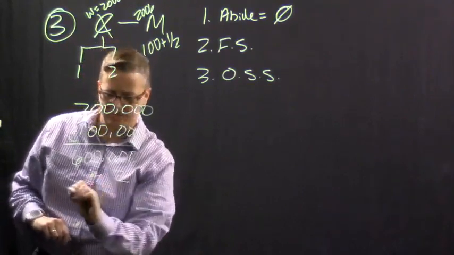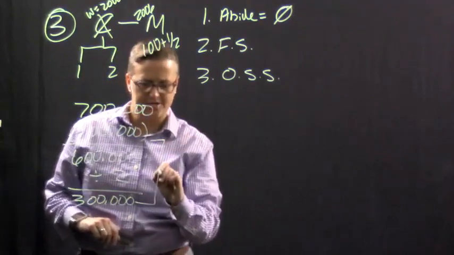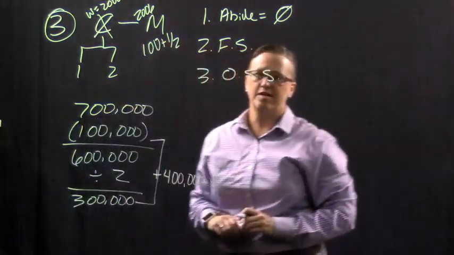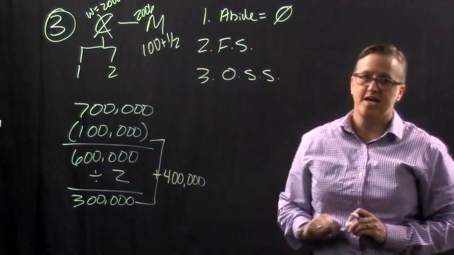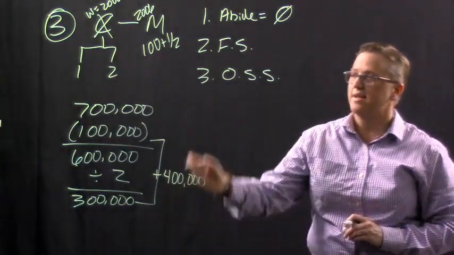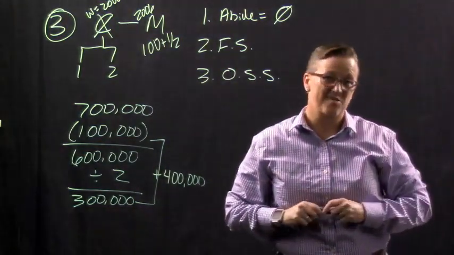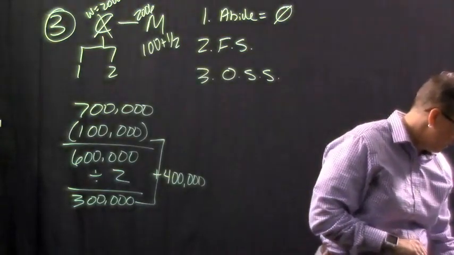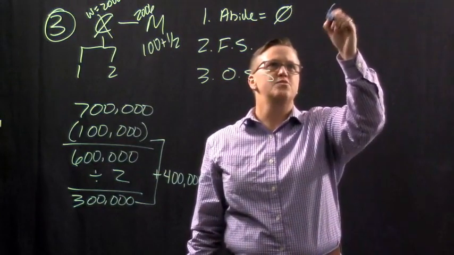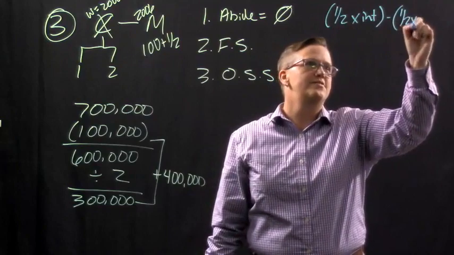Divide that by 2. We've got $300,000. I'm going to add those two together, $400,000. So we know that if Carl had died intestate, Molly would have taken $400,000 from the distributable estate. That is part of the forced share formula. So I'm going to use this space right here, so I'm not erasing quite so much, to calculate the forced share. So forced share is 1/2 times intestate minus 1/2 times non-probate.